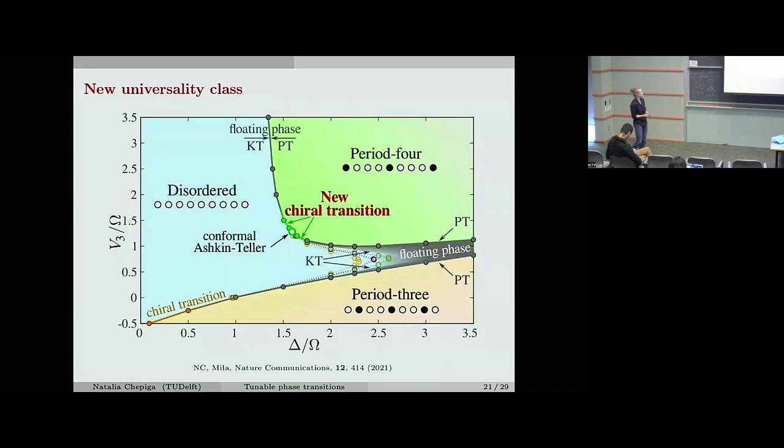So if I again try to put all this information on the phase diagram, we see a very rich quantum critical behavior, with one single point in the Ashkin-Teller universality class, again surrounded by yet another chiral transition that is followed by the floating phase. Questions now?